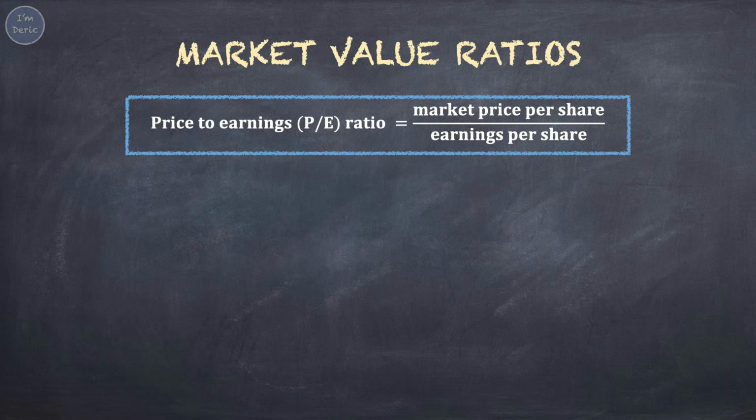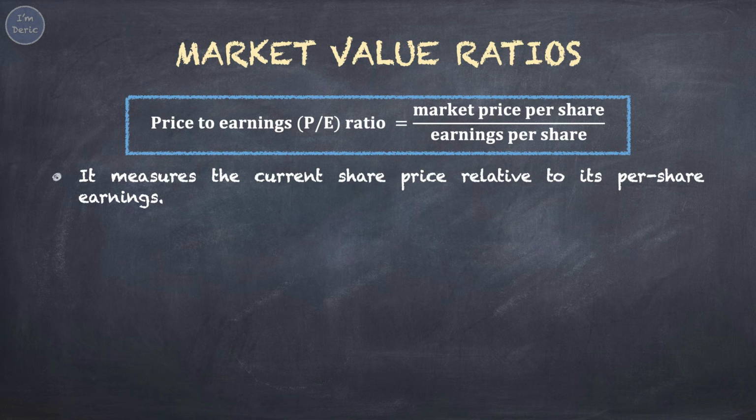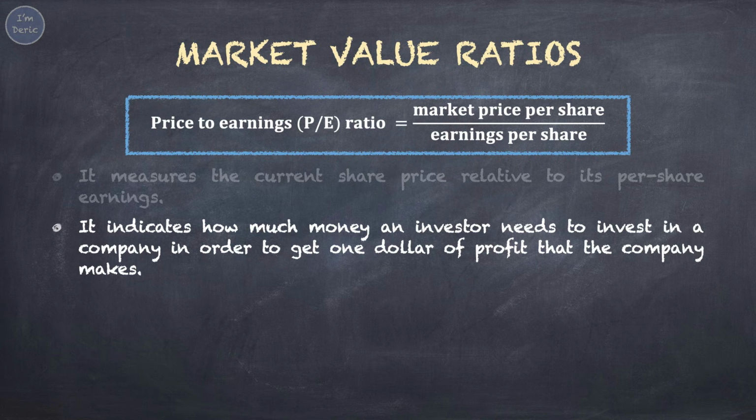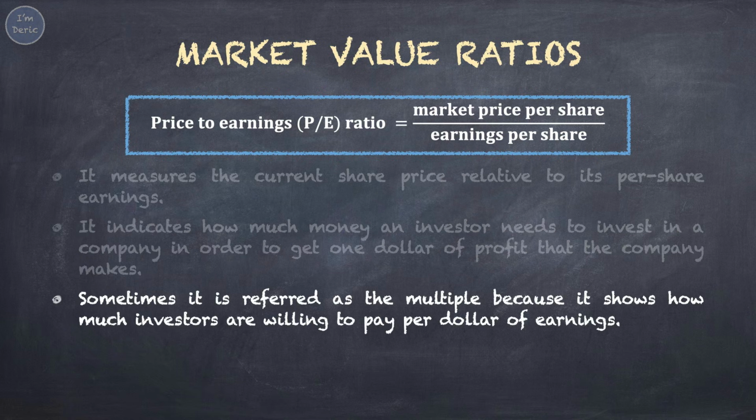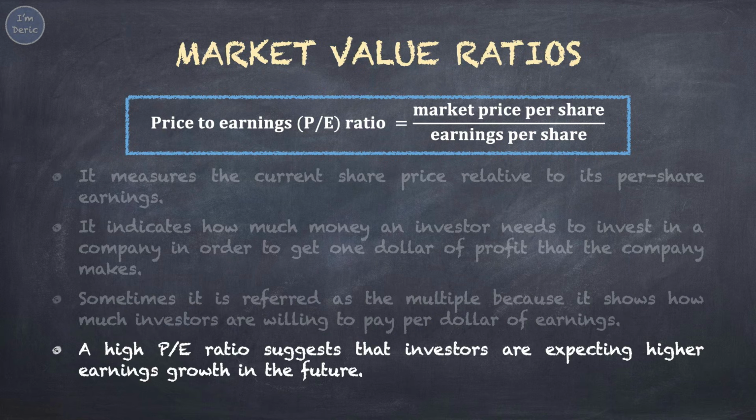Price-to-earnings ratio, or PE ratio, is calculated by taking market price per share over earnings per share. This ratio measures the current share price relative to its per-share earnings. It tells you how much money an investor needs to invest in a company in order to get $1 of profit that the company makes. Sometimes it is referred to as the multiple because it shows how much investors are willing to pay per dollar of earnings. A high PE ratio shows that investors are expecting higher earnings growth in the future.